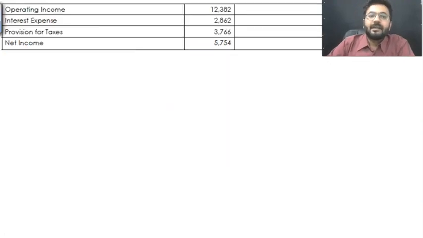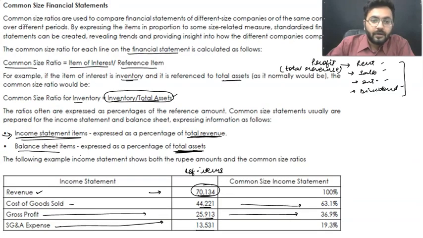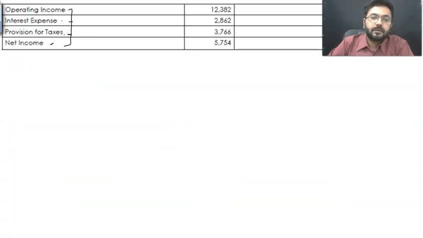Moving ahead. So just like that, we have different types of incomes over there. Right? Now we are going to take the net income over there, not profit, my dear students. Do remember this part. So again, it's income, interest expense, provision for taxes, and net income. Over here, what is my total revenue? Total revenue is 70134. So the base is going to be total revenue.